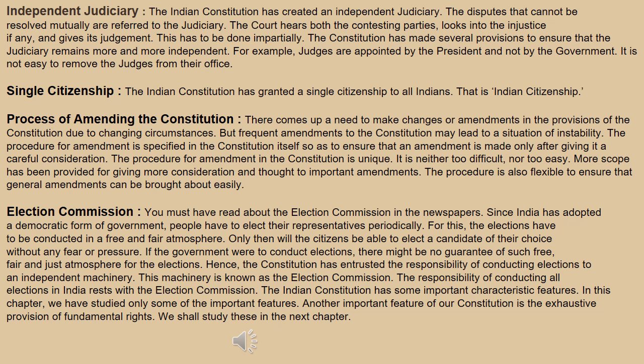The responsibility of conducting all elections in India rests with the Election Commission. The Indian Constitution has some important characteristic features. In this chapter, we have studied only some of the important features. Another important feature of our Constitution is the exhaustive provision of fundamental rights. We shall study these in the next chapter.